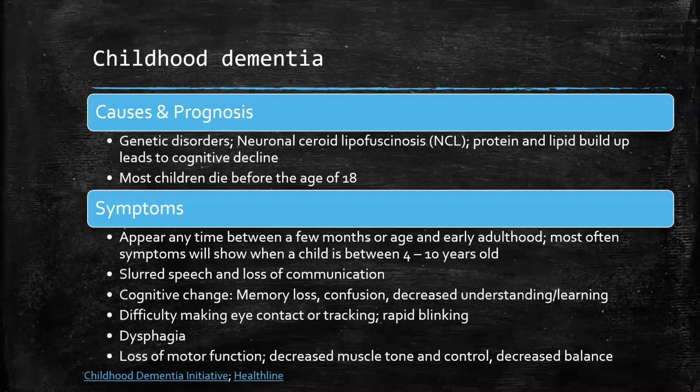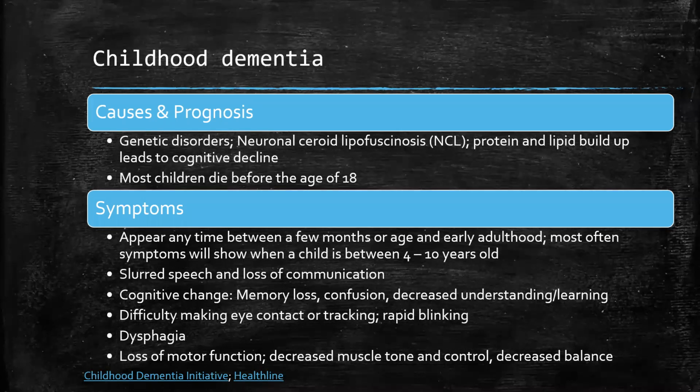Really there's a protein and lipid buildup that leads to cognitive decline. And there's quite a range. Symptoms can appear anytime between a few months of age and early adulthood. That's the biggest, broadest range. Most often symptoms will show up when a child is between 4 and 10 years old. Most children, unfortunately, pass away before the age of 18. And again, you'll see some range in reporting of that number.